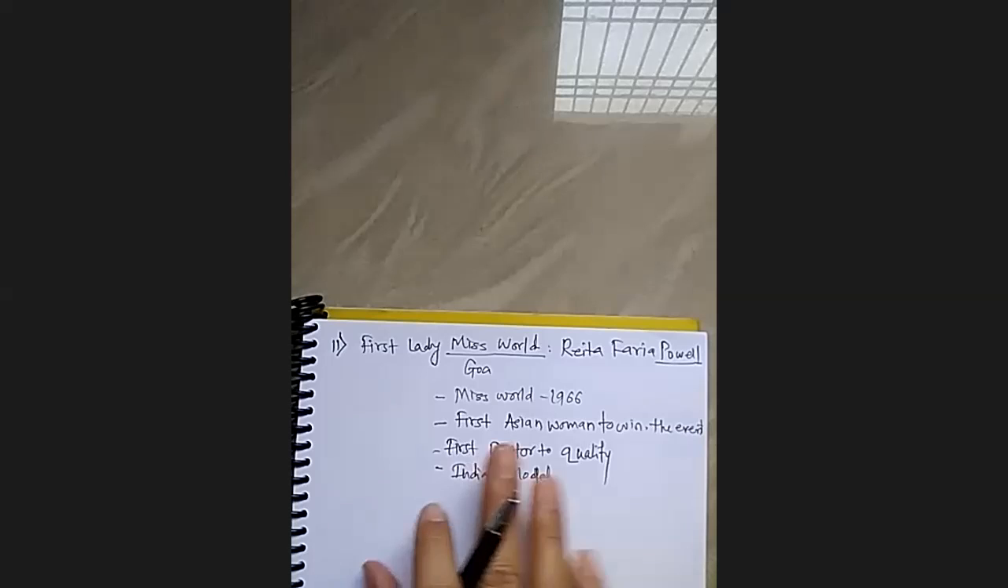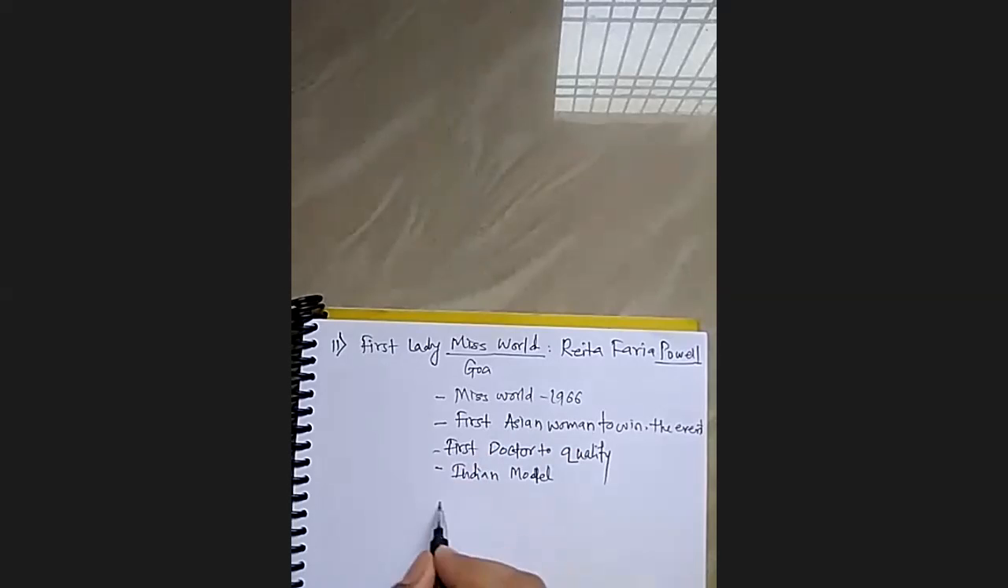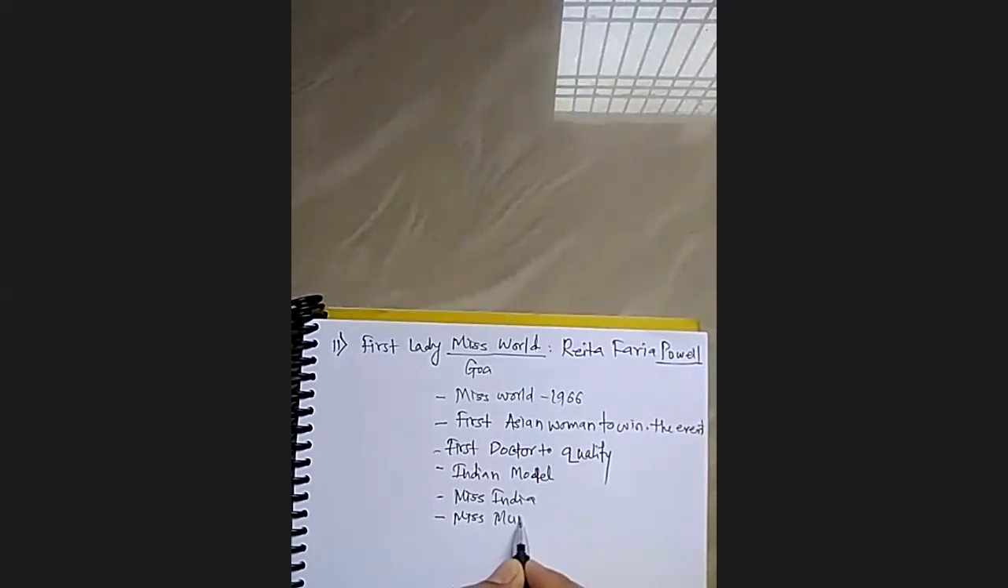And prior to Miss World, she was Miss India. And before Miss India, she was Miss Mumbai. So she climbed from Miss Mumbai to Miss India, right? Then started doing modeling, and then she won the event called Miss World. So India's first lady who had been Miss World is Rita Faria Powell, right?